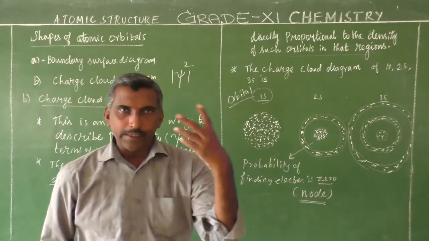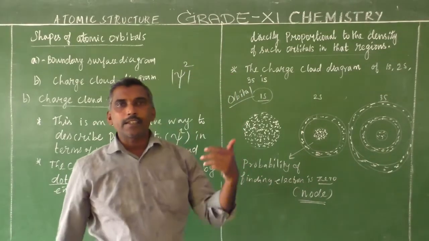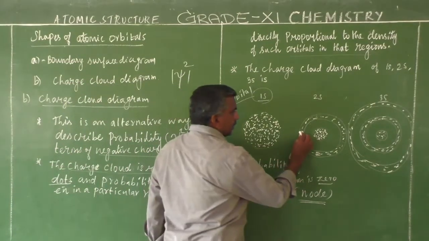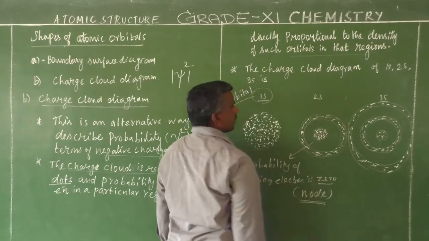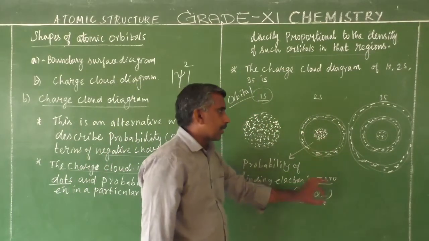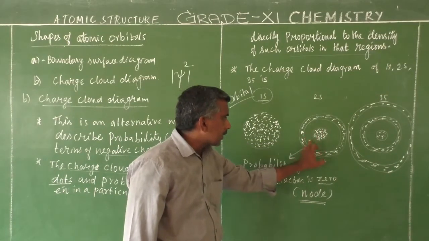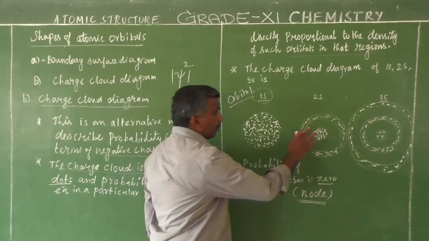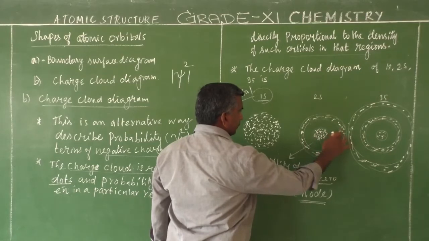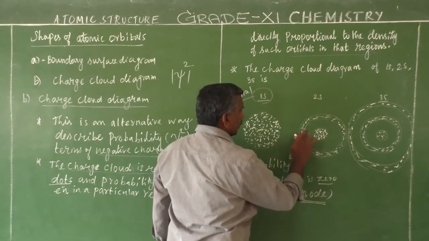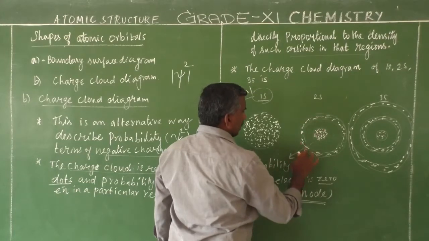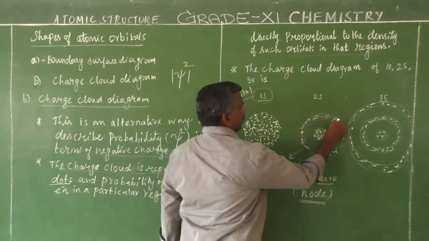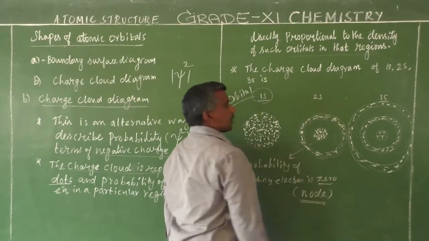The area where the electron is absent is known as a node. Then here the electron is present. This is the 2s orbital, so there is only one node. Here the electron is absent, and here the electron is present. There is no actual boundary, only cloud expansion. This is the 2s orbital.